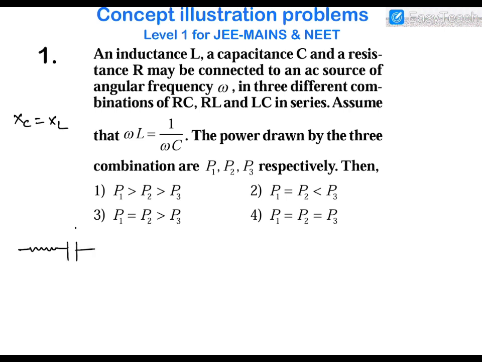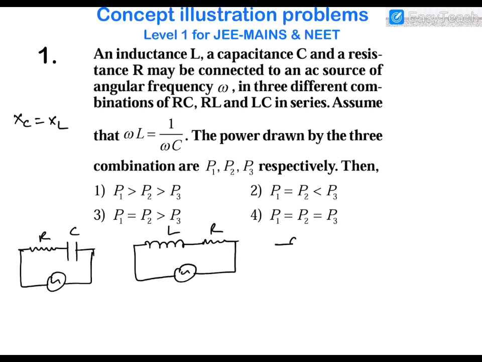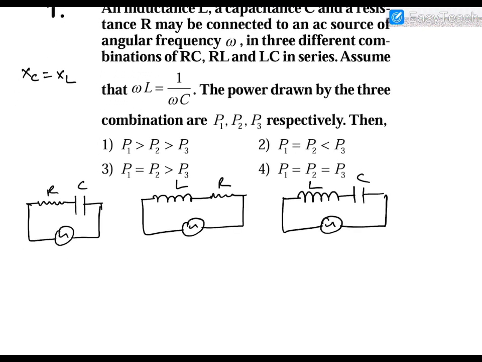The first one is a series combination of R and C. The second one is the series combination of R and L, and the third one is the series combination of L and C. Okay, these are the three combinations in which they are connected. Now, obviously, we can say that if this circuit is 1, this is 2, and this is 3.